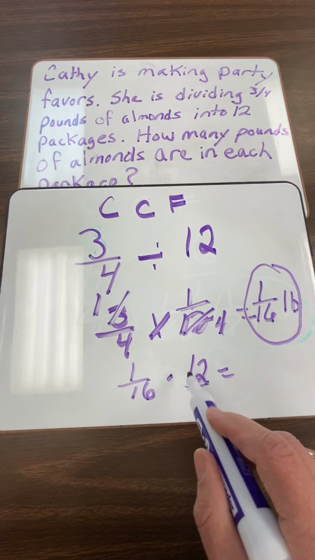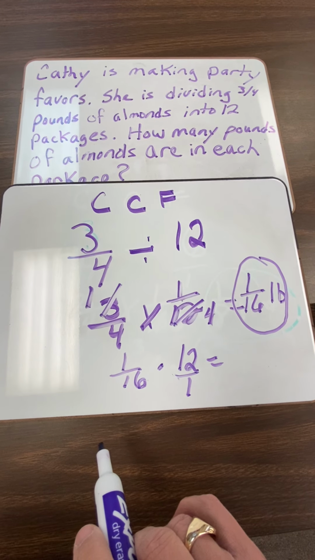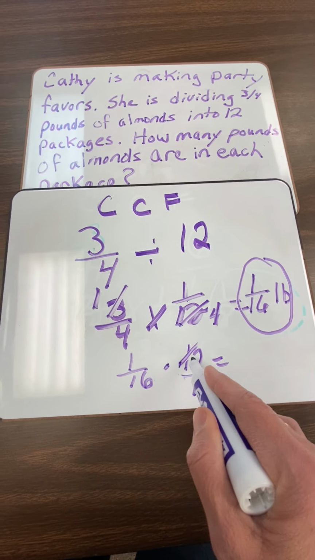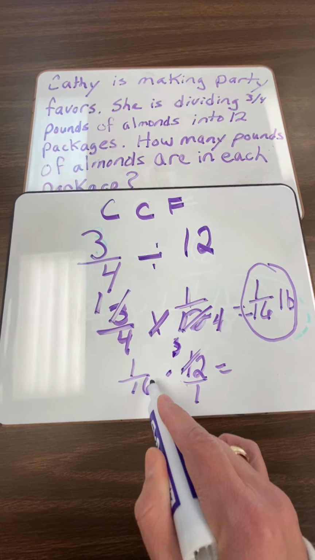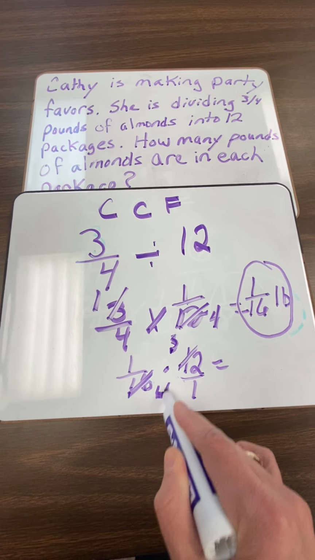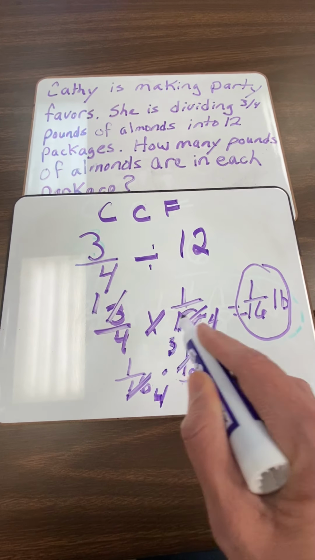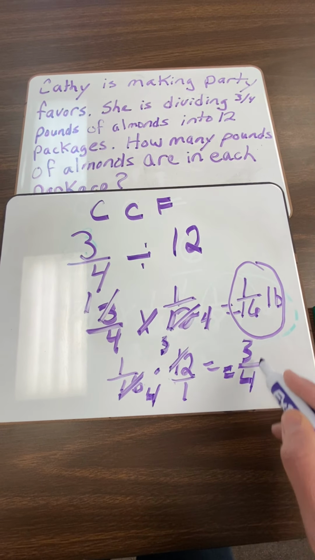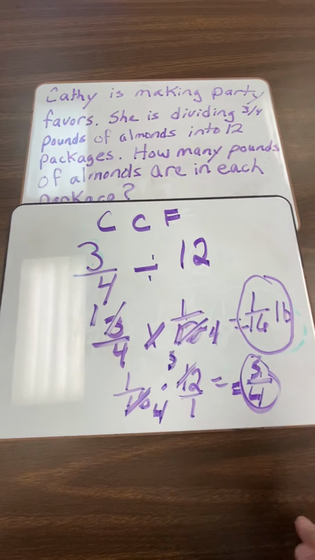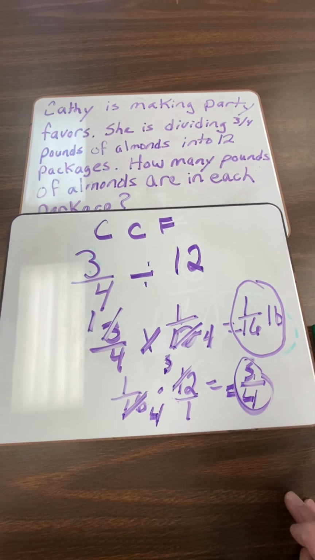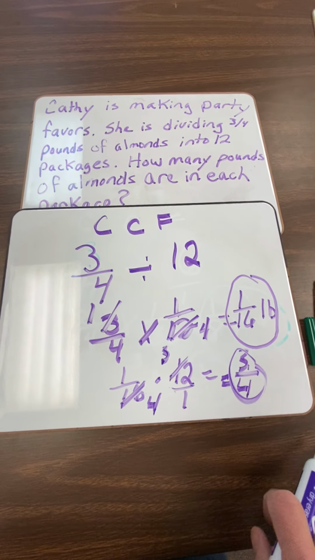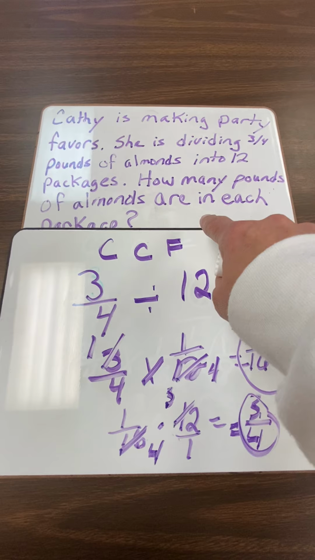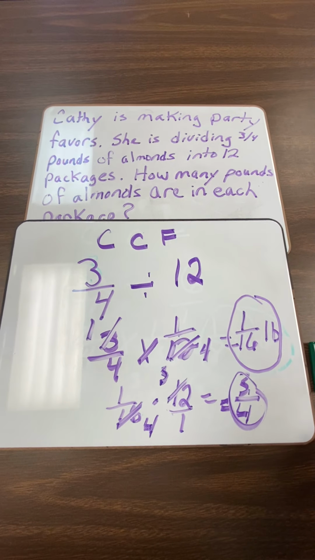What can go into both 12 and 16? That's right, if you said 4. 12 divided by 4 is 3. 16 divided by 4 is 4. So then 1 times 3 is 3. 4 times 1 is 4. So 3/4, which is what we started with. So then we know we're correct. So Kathy put 1/16 pound in each package that she had, which was 12 packages.